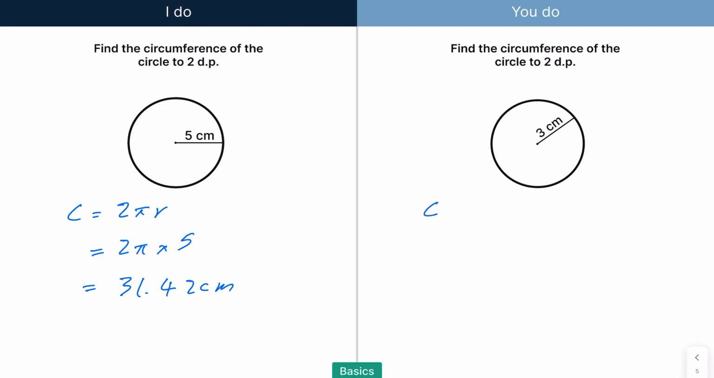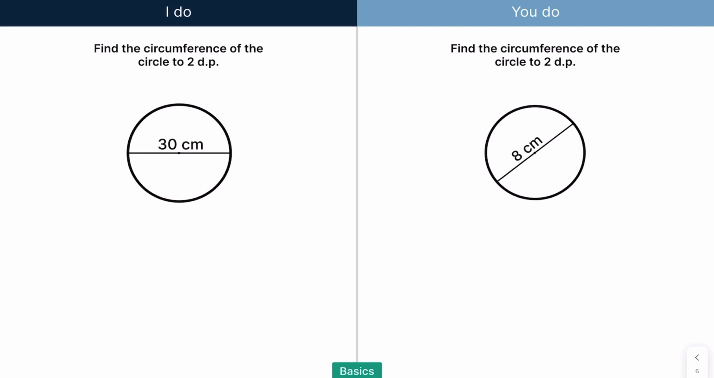So hopefully you've pressed pause and had a go at the example on the right. So the circumference here is again 2 pi r, so that's going to be 2 times pi times 3 this time. And to two decimal places, that's just going to be 18.85 centimeters. And now this one is slightly different.